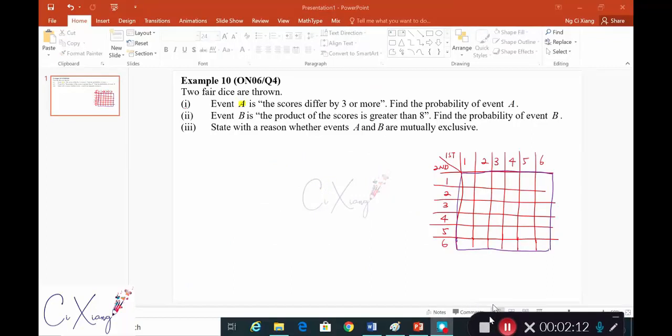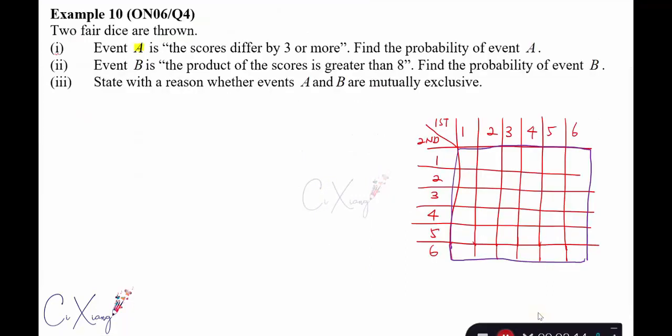What do I have for the next one? You can still check cell by cell, and then maybe I go for the fourth one. For this cell, if you look at it, 4 minus 1, you get 3. So it fulfills the condition, the scores differ by 3 or more. It belongs to event A. Therefore, you can highlight the cell, or put a sign on this cell, which means it is event A.